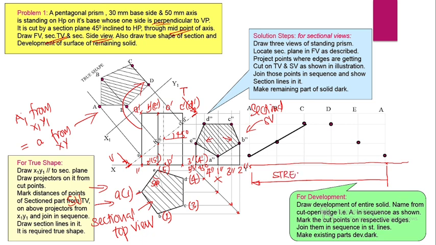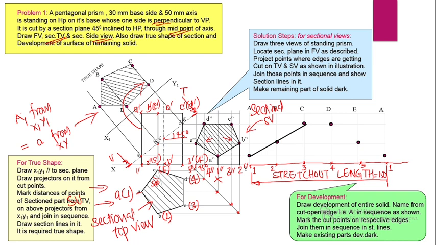Here the stretch out length is equal to 5 times 30 mm, that is equal to 150 mm. 150 mm is the stretch out length. Then we can locate the first point, point 1 here. The distance from 1 to 2 is equal to 30 mm, 2 to 3 again 30 mm, 3 to 4 again 30 mm, 4 to 5 again 30 mm, then 5 to 1 again 30 mm. This is the stretch out length.